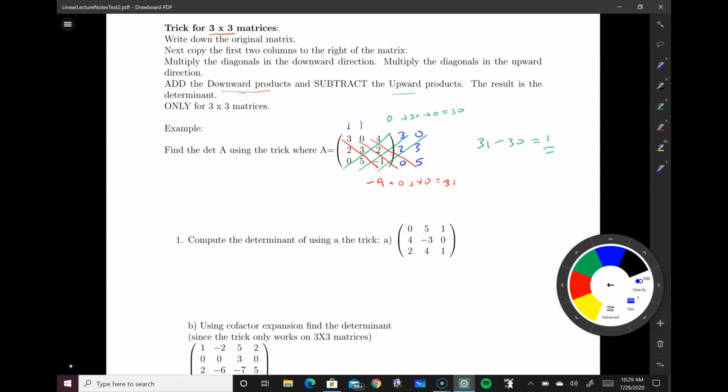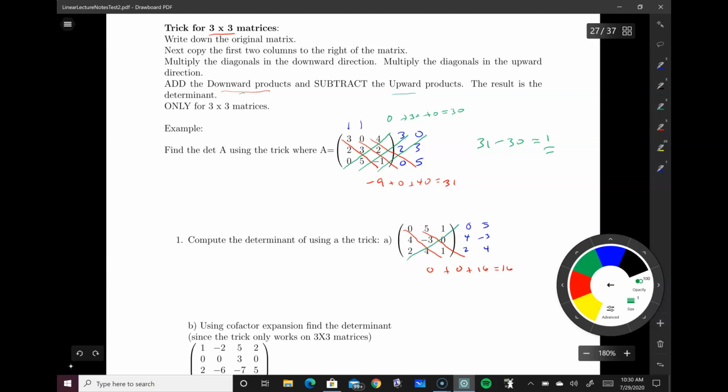All right, so let's do this again. So 0, 4, 2, 5, -3, 4. So let's first find the downward diagonal here. So this gives me a 0 plus, this downward diagonal gives me another 0 plus, this gives me a 16. So this is the 16.